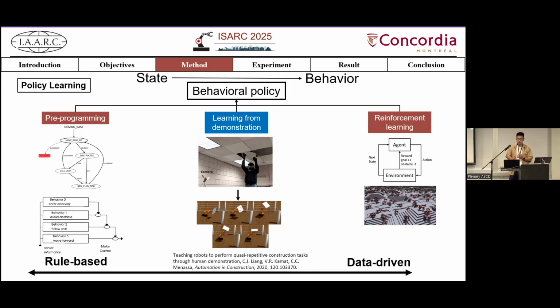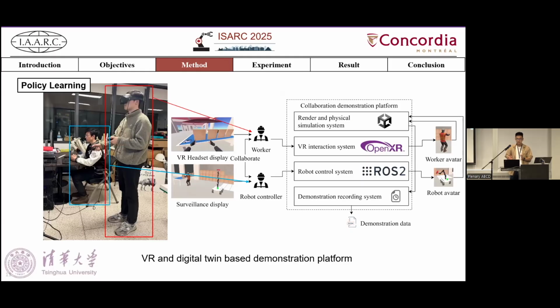And learning from demonstration combines both rule-based and data-driven. It allows the robot to learn directly from human experts by observing and imitating what they do, especially what action to take under different situations, and that is what we adopted. So to do this, we need a platform that allows the human to teach the robot what action to take. And so we built such a platform.